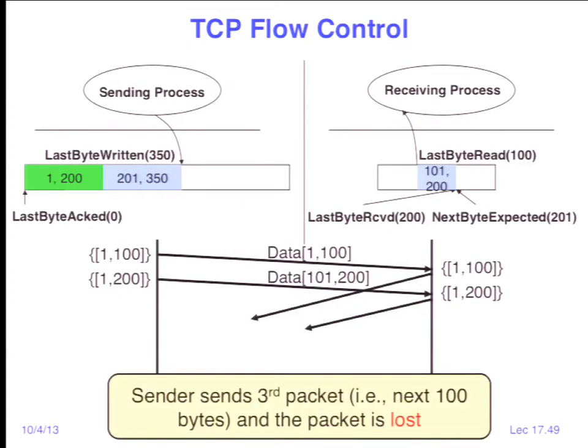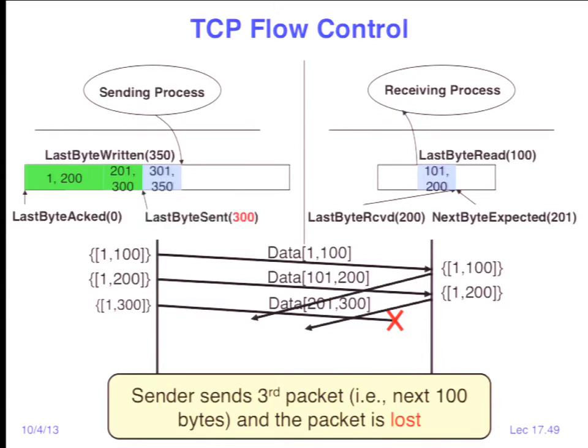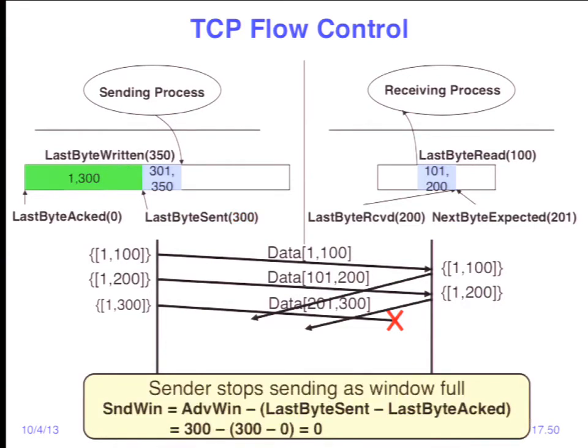Okay, so on the other side, we can send our third packet, and it gets lost. Right, so what happens now? Our last byte sent goes to 300, and the sender stops sending. Right, we've sent 300 bytes. And our advertised window minus last byte sent minus last byte acknowledged goes to 0.